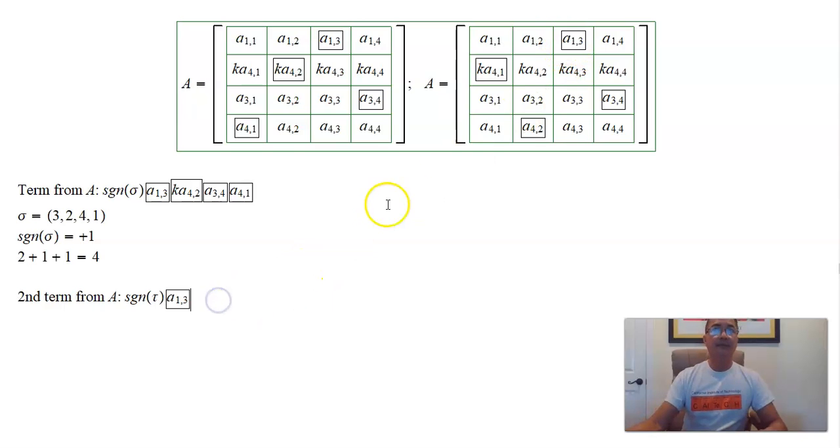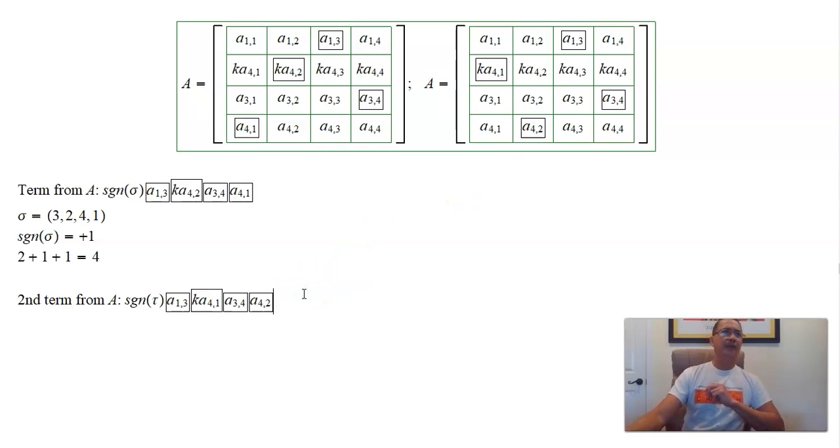I still have A13, KA41, A34, and A42. Okay, there's a helicopter overhead. So who is this tau this time? Is it the inverse again? Let's see. We've got to squint.